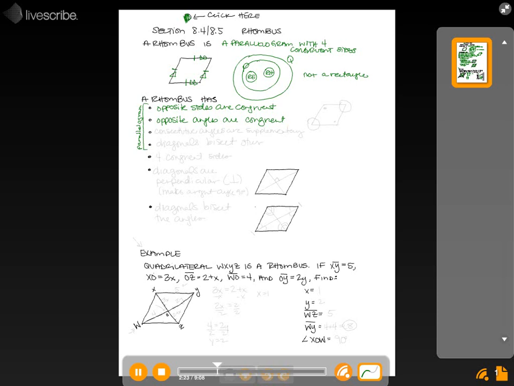And you can kind of see that from a picture. If I drew you a rhombus here, these two angles, they look like they're the same measure, and they are. They're going to be congruent. So are these angles here, okay? Just like a parallelogram.